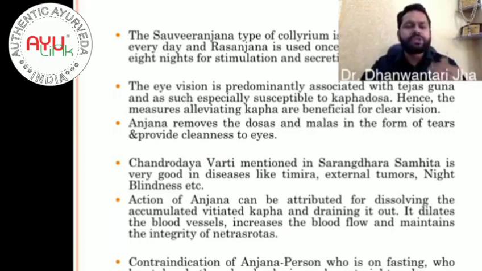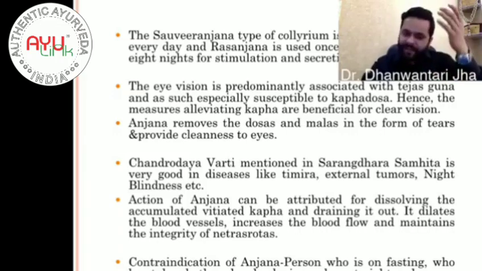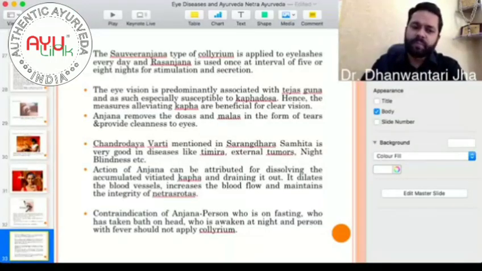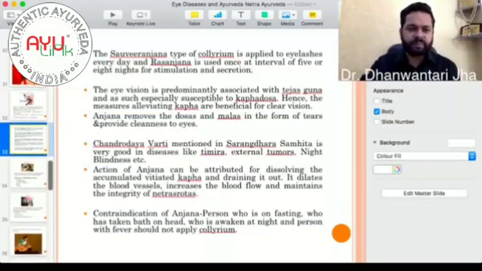Anjan is basically used to remove, dissolve or dissociate the vitiated kapha and drain out the excessive secretion or the bad mala from the eyes. But a person who is fasting, or who has had a bath on the head, or who has stayed awake the whole night, and a person who has fever, should not undergo the Anjana procedure.